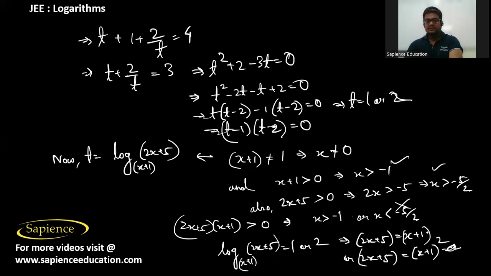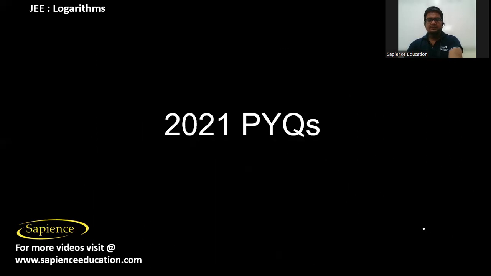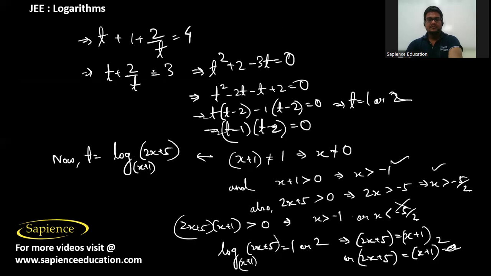Now if this happens, that if 2x plus 5 equal to x plus 1, then what will happen? x will be equal to minus 4, which can't happen, since x should be more than minus 1. x can't be equal to minus 4. So therefore it can't be equal to 1. It means this value can't be equal to 1. It can be equal to 2.